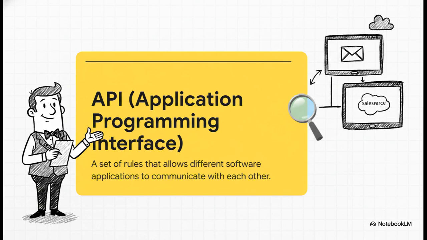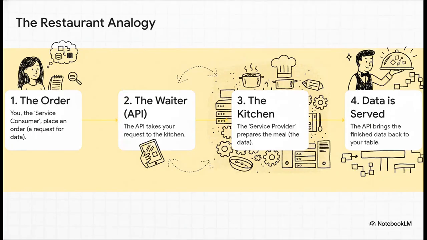The absolute best way to think about an API is like a waiter in a restaurant. You, the customer, don't need to know how the kitchen works. You just need to know how to talk to the waiter. And this analogy just illustrates it perfectly. You are the service consumer. Maybe you're an app that needs some information. You place your order. The waiter, that's our API, takes your request back to the kitchen, which is the service provider holding all the data. The kitchen cooks up the meal, and then the waiter, our API, brings that finished product, the data, right back to you. Simple, reliable, and standardized.